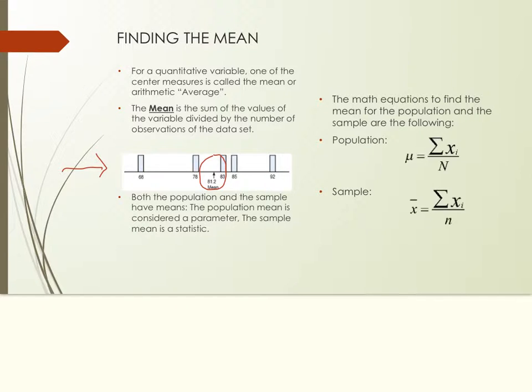Both the population and the sample have means. The population mean is considered a parameter, and the sample mean is a statistic. Typically, we can't calculate the population mean. If we had all the information of the population, there's a formula for calculating that mean value, which we call mu for the population. It is the sum of all of the values for x added together, divided by the total number of individuals in the population.